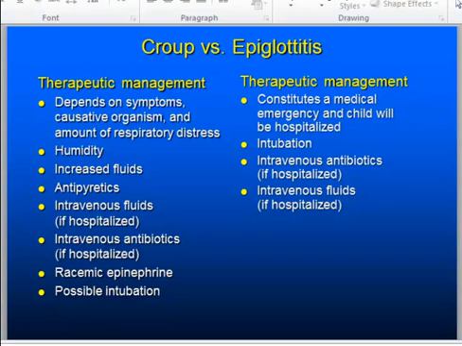We'll also use oral dexamethasone, which is the drug of choice to decrease inflammation, and antibiotics are not indicated unless a bacterial infection is present.